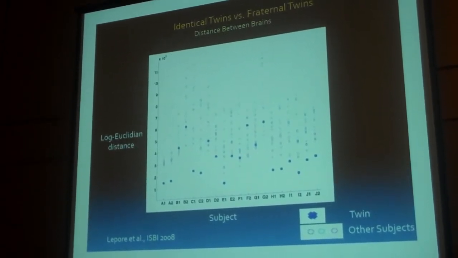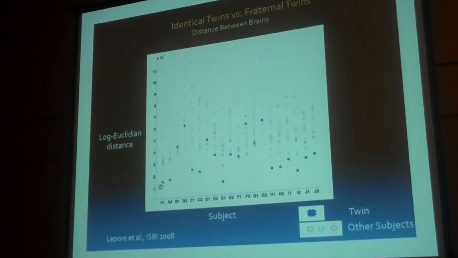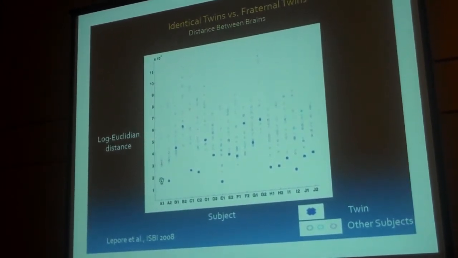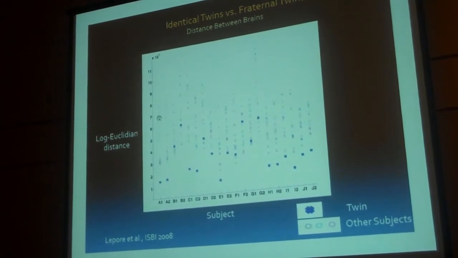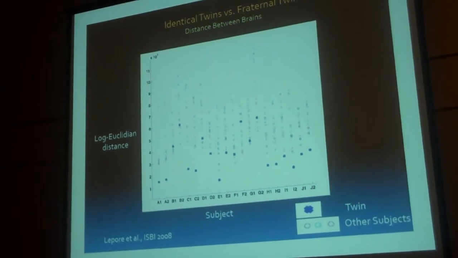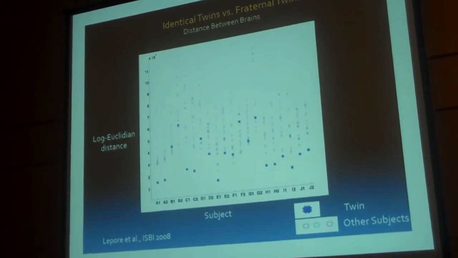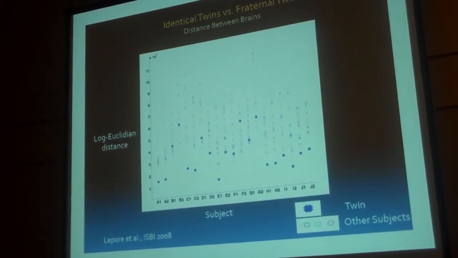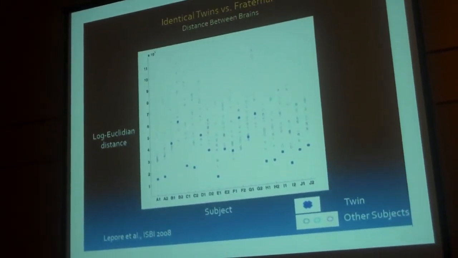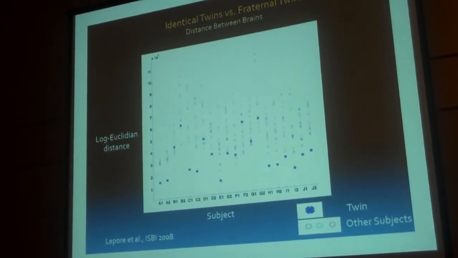What we can see here, the blue dots in each column, is the other twin of the pair, and the other dots are the unrelated subjects. So what we can see here is that twins' brains are actually closer to each other than to unrelated subjects. And this is also supported by previous research that brain anatomy is under strong genetic control.